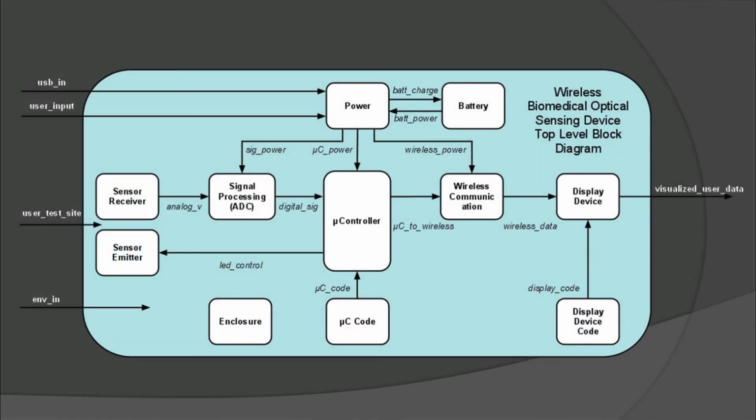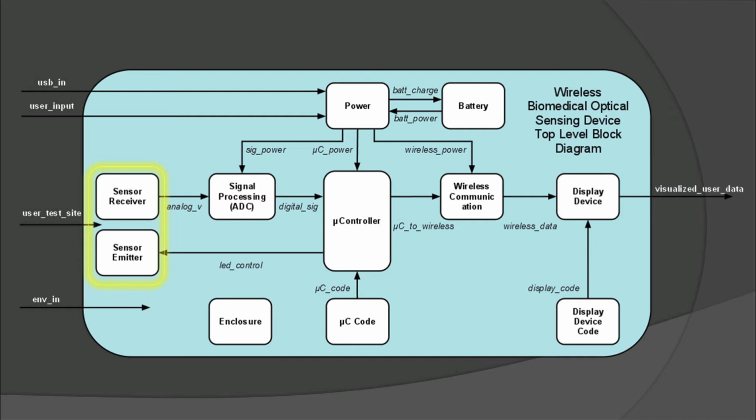Here is a block diagram of the system. The power, battery, and enclosure blocks were discussed in the engineering requirements earlier. The sensor blocks involve the transmission and receiving of light. The user places the test site, in this case the wrist, against the sensor. The sensor emitter transmits light into the test area, some of which is then reflected back into the sensor receiver. The reflected light is used to determine the blood oxygenation level of the user.